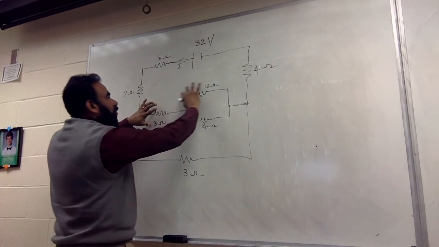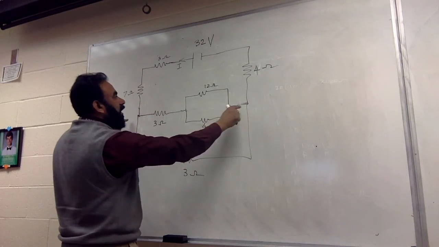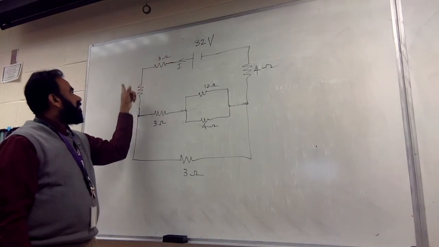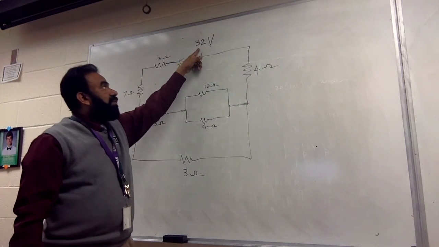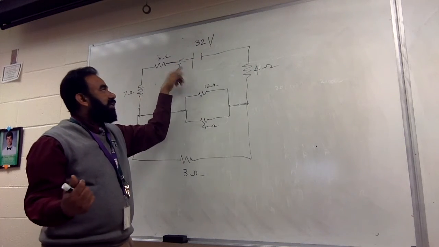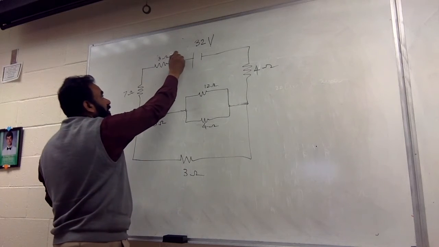Now imagine you raise the whole thing and put 2 there. So then it will be 3 plus 7 plus 2 plus 4, that is 16 ohms. 32 divided by 16 gets you the current 2 amperes. So how much is the current here?